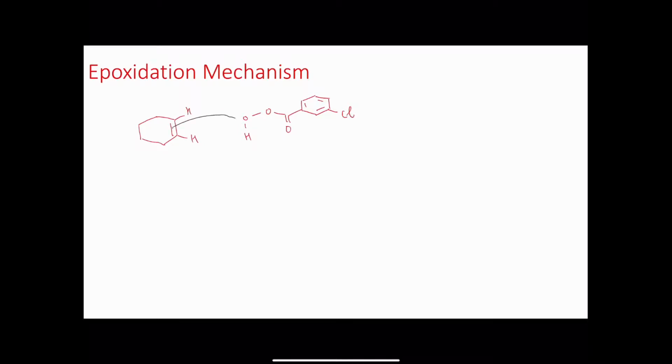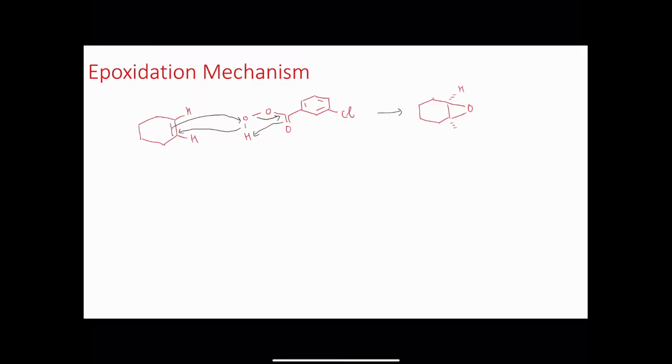So we're gonna have the nucleophilic attack from the double bond to the oxygen connected to the hydrogen. The single bond between oxygen and oxygen will be broken and the electron of the bond will move here. Then the C=O double bond will attack the hydrogen of the OH bond, and the OH bond will re-attack the double bond of the cyclohexene. So we're gonna form the epoxide as the main product of the reaction.